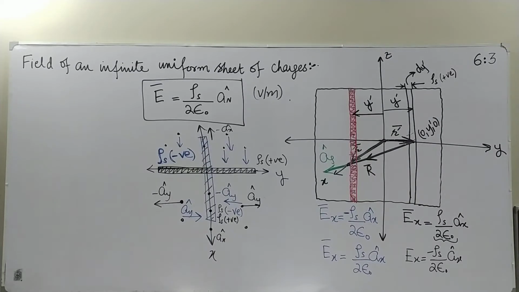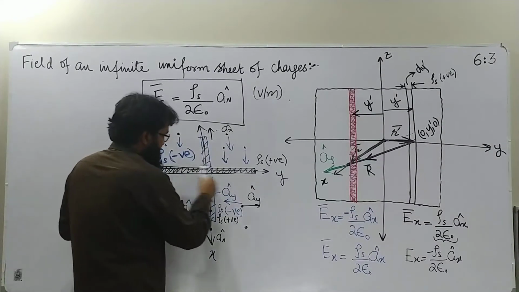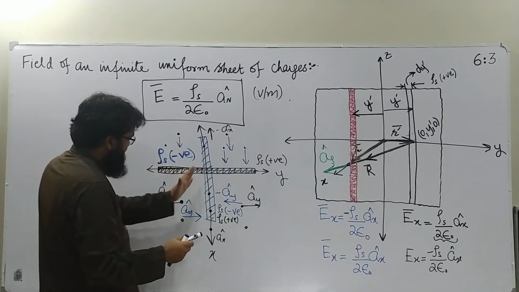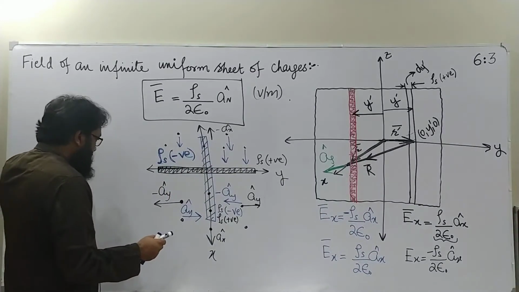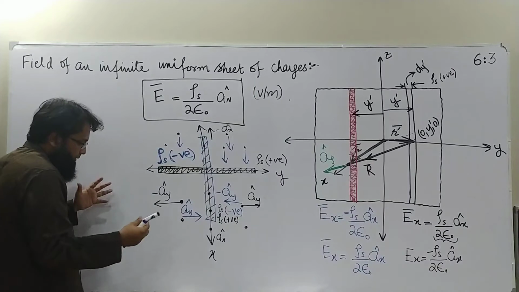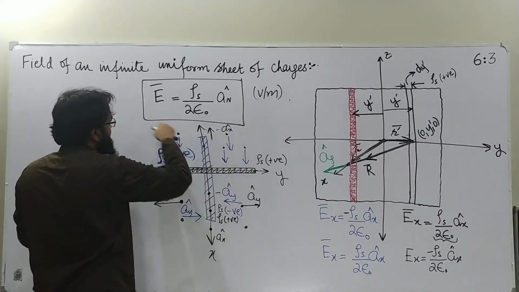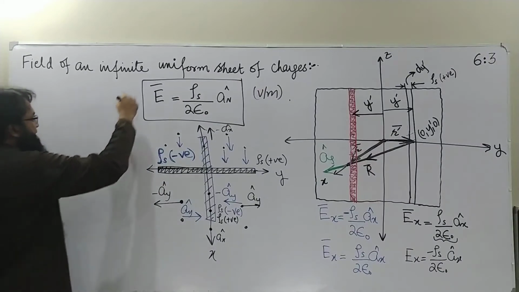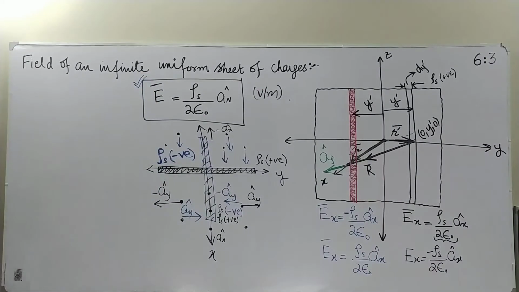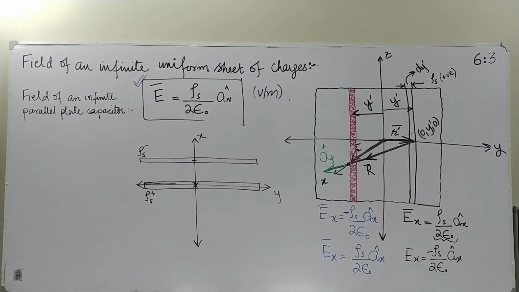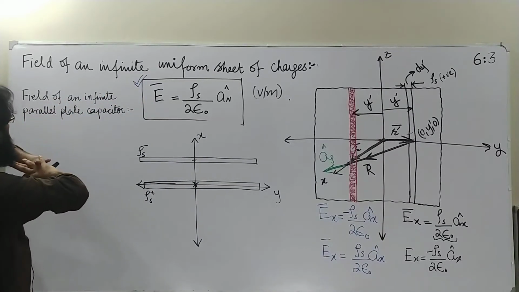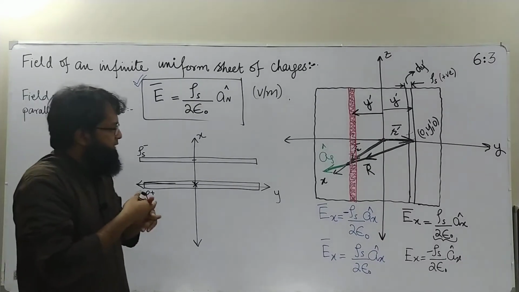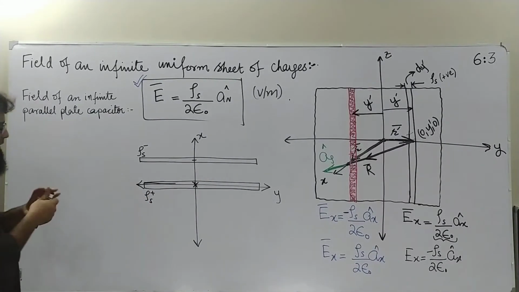Remember that these are special cases where we put the sheet on an x equals constant plane or y equals constant plane, but you should always remember that the direction of the field is always perpendicular, or normal, to the sheet. So generally we can write it like this. This is the general formula that we should always keep in our minds. So let's apply the theory of the field of an infinite uniform sheet of charges to a problem.